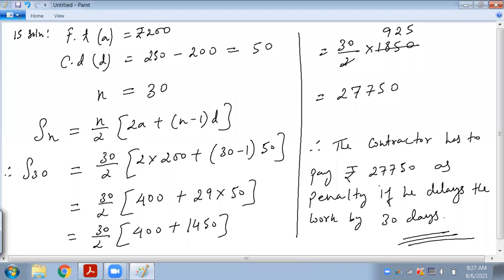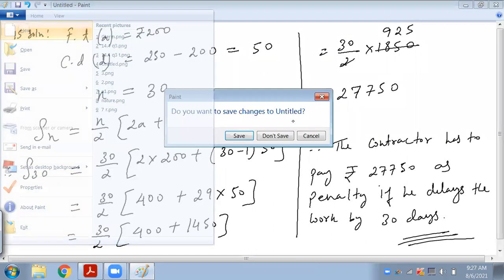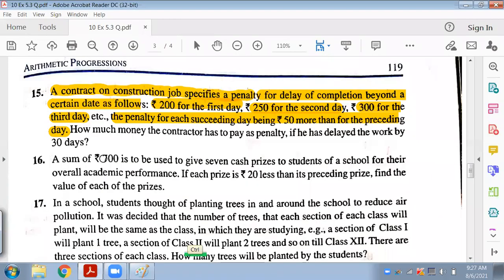Okay, I'm rubbing this. Let's take the next question. Question number 16. Now, what is the question?